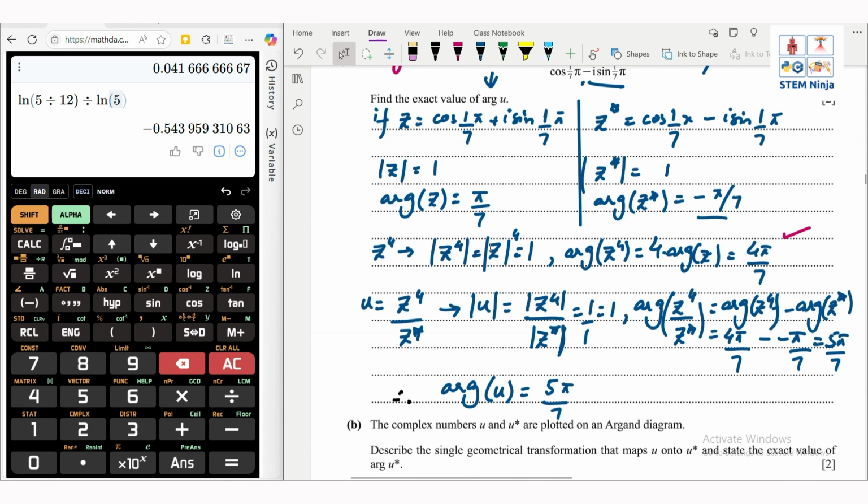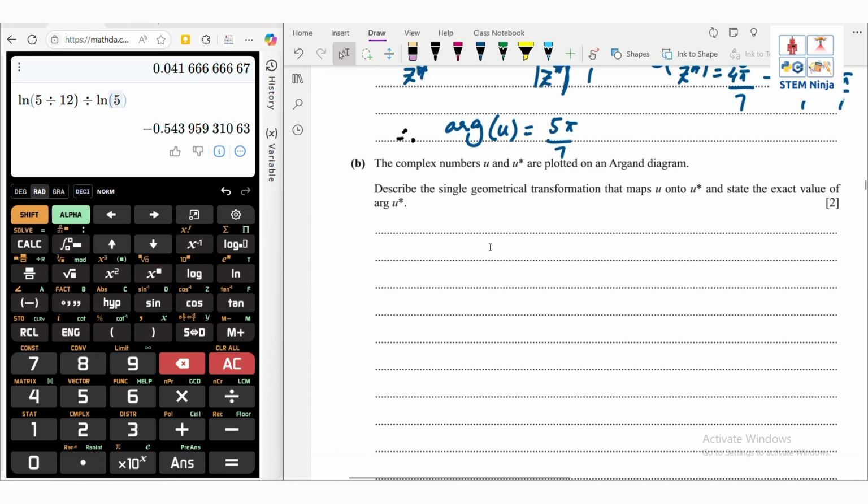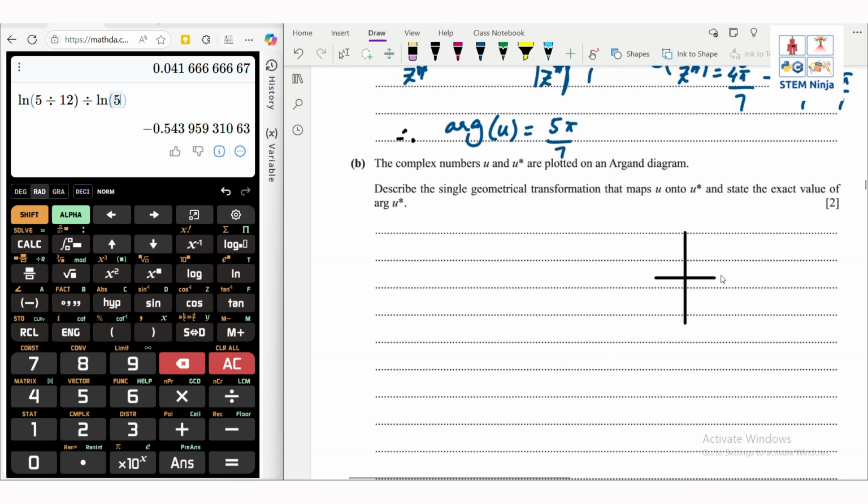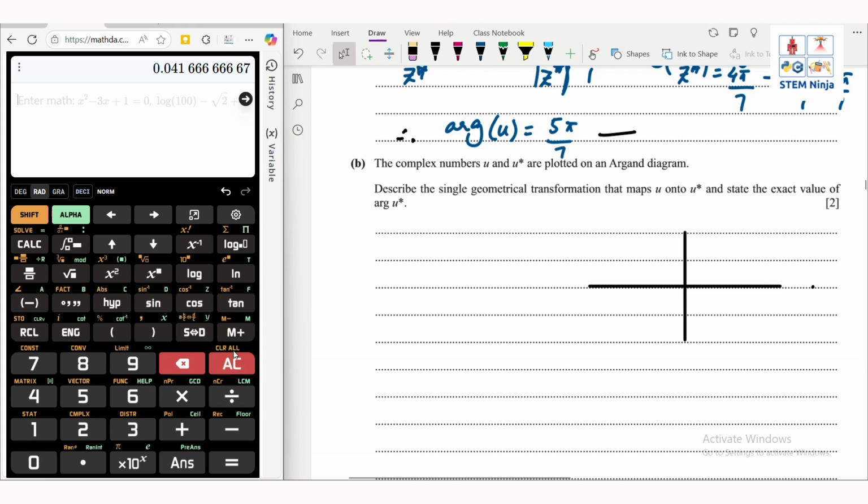All right. The complex number u and u conjugate are plotted on the Argand diagram. Describe the single geometrical transformation that maps u onto u conjugate and state the value of argument u. So to do that, we need to see where they are. Okay, so for the argument u, it's 5 pi by 7. So to see where it actually is, 5 divided by 7 times 180, 128.